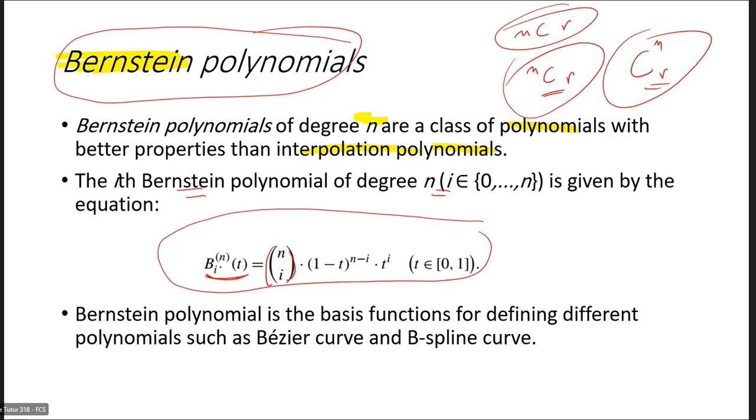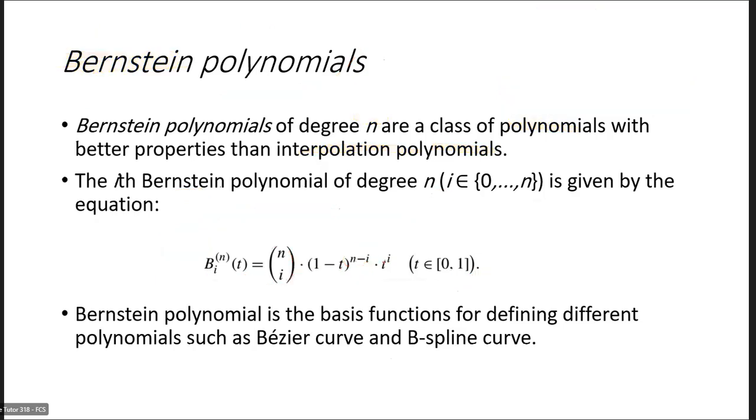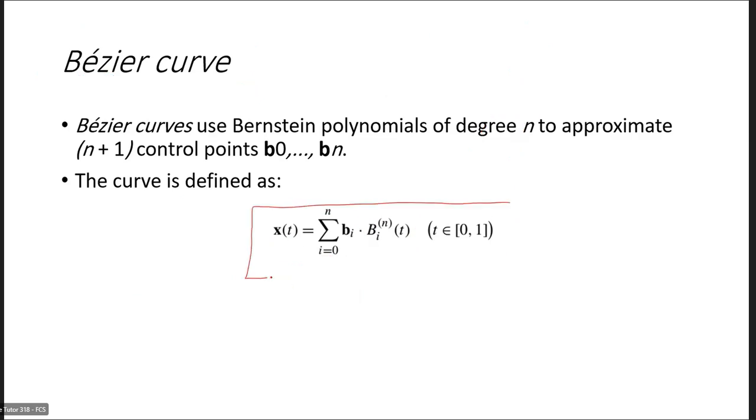So how to calculate b_i,n? It is n choose i multiplied by (1 minus t) to the power of n minus i, multiplied by t to the power of i. Now, what do you have to know? We have to know how to calculate b_i,n. Generally, we start from this formula. You have to know this formula. It is very simple.